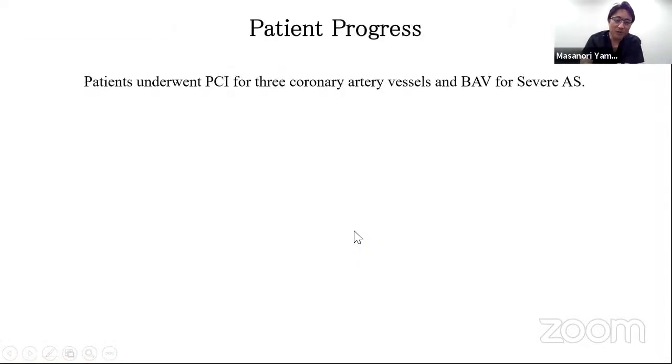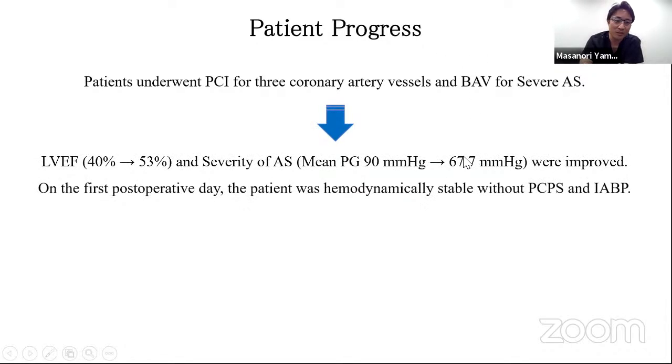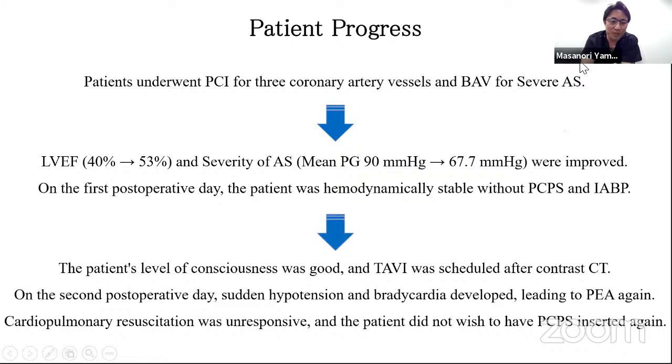This patient underwent PCI for three vessel disease and BAV for severe aortic stenosis. And the ejection fraction improved from 40 to 53%. Severe aortic stenosis is still severe, but it improved. Mean pressure gradient improved from 90 to 67. On the first postoperative day, the patient was hemodynamically stable without ECMO and IABP. The patient's level of consciousness was good, and TAVI was scheduled after the contrast CT.